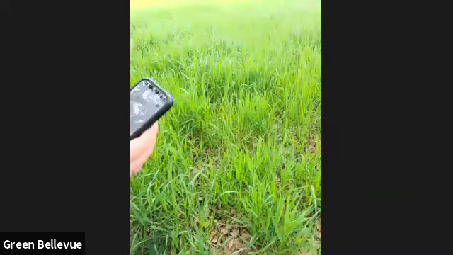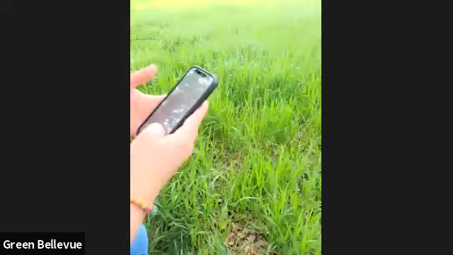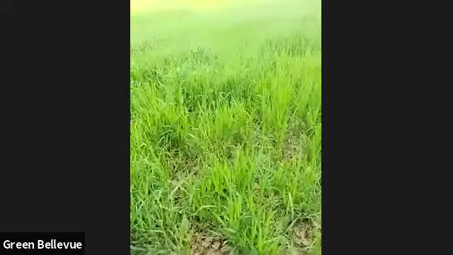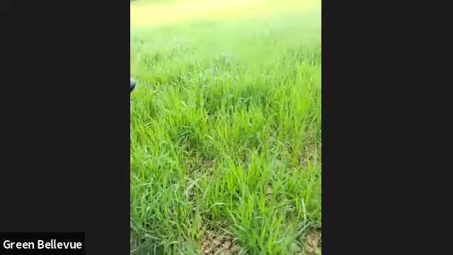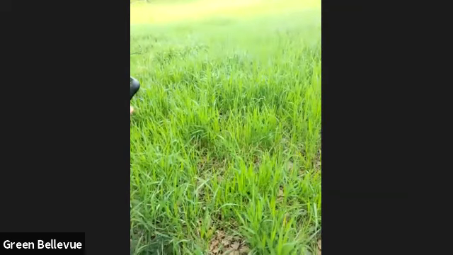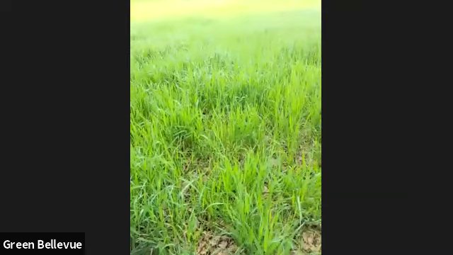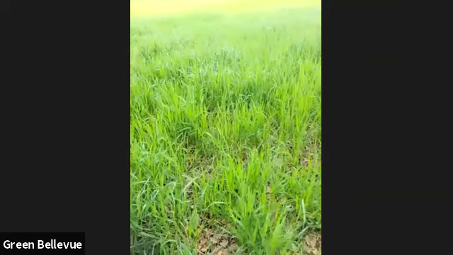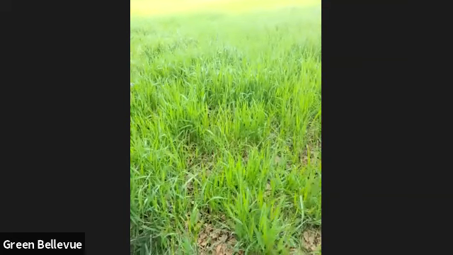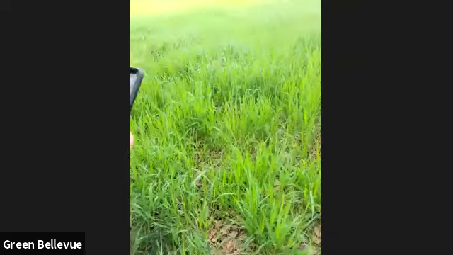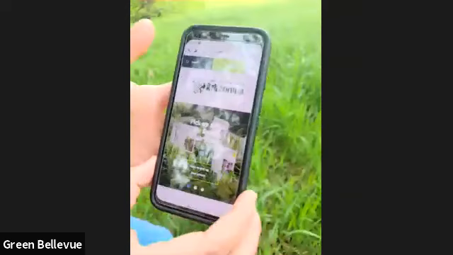And I can show you the statewide arboretum site. And that is plantnebraska.org.